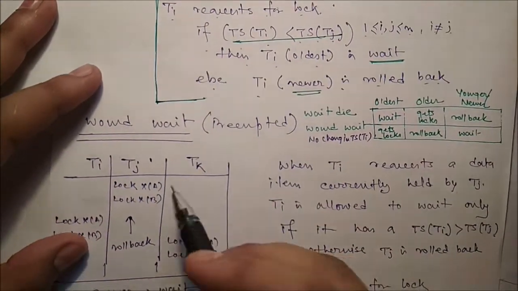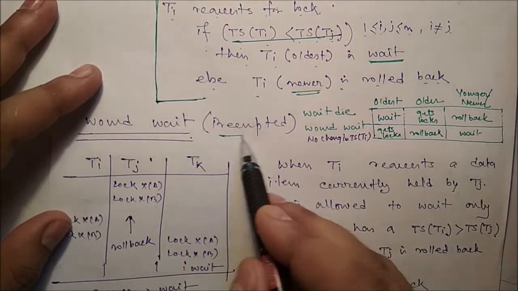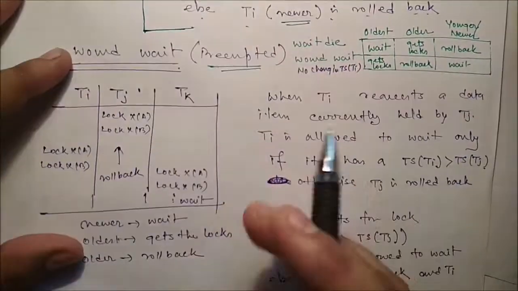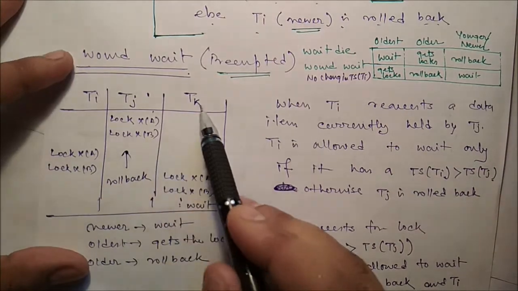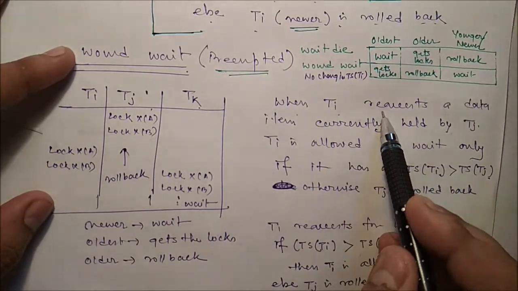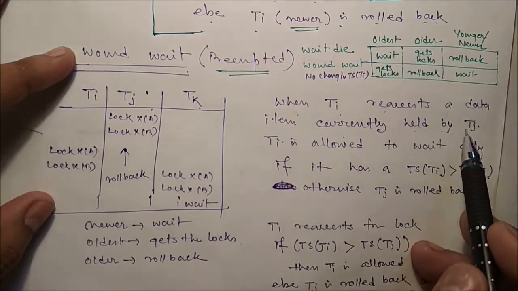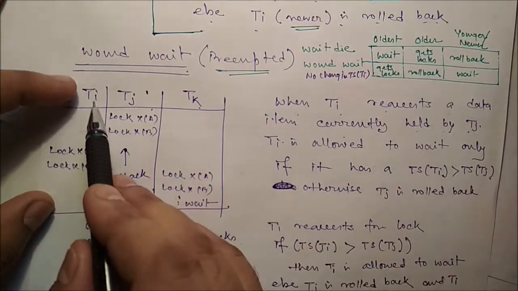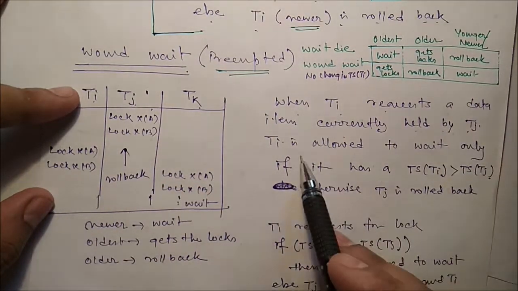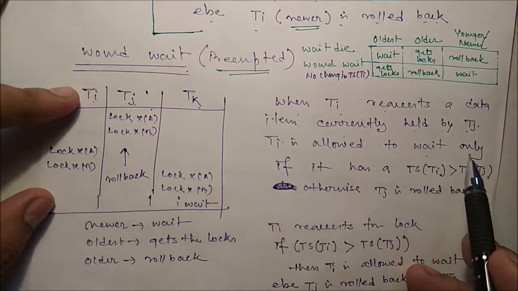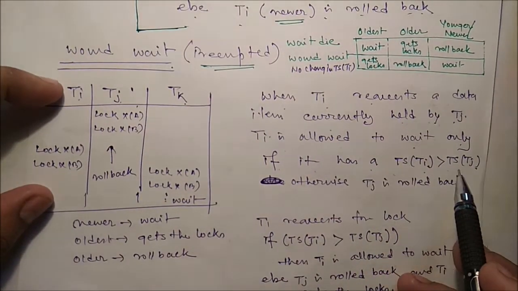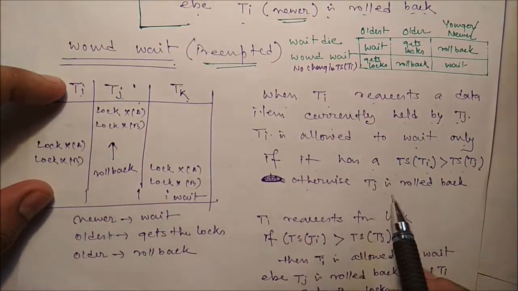Next, we can say wound-wait. It is called preemptive, while this one is non-preemptive. Now three transactions are there: Ti, Tj, and Tk. When Ti requests a data item currently held by Tj, Ti is allowed to wait only if TS(Ti) is greater than TS(Tj). Otherwise, Tj is rolled back.